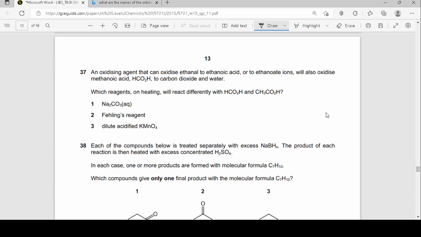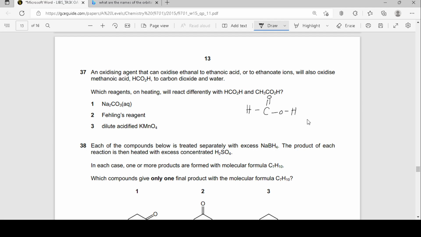An oxidizing agent that can oxidize ethanol to ethanoic acid or to ethanoate ions. That's just if you react ethanoic acid with the base, then you get ethanoate ions, right? It will also oxidize methanoic acid to carbon dioxide and water. Which reagents on heating will react differently with HCOOH?